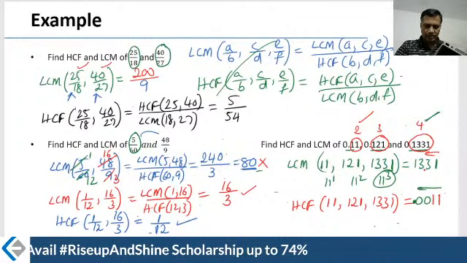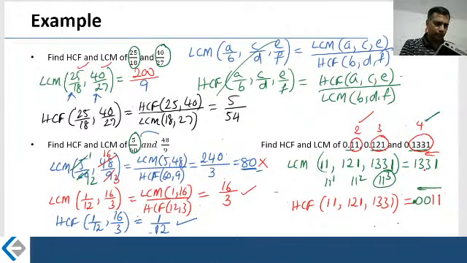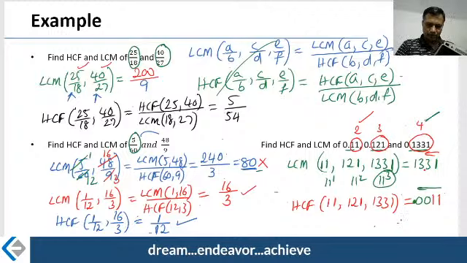Okay, therefore the result in this case would be, all right, here the result would be 0.0011, right? So I will repeat quickly here.